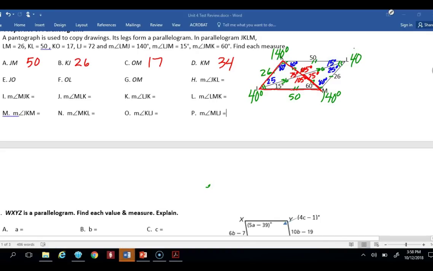Then we have JO. Okay, JO's right here. JO, that's 36. OL is this part right here. It's also 36. Then we have OM, and I think that was supposed to be OK, y'all. But we already had OK up here. If you notice, it was one of the things, or KO. It was 17, but otherwise it would be still 17.